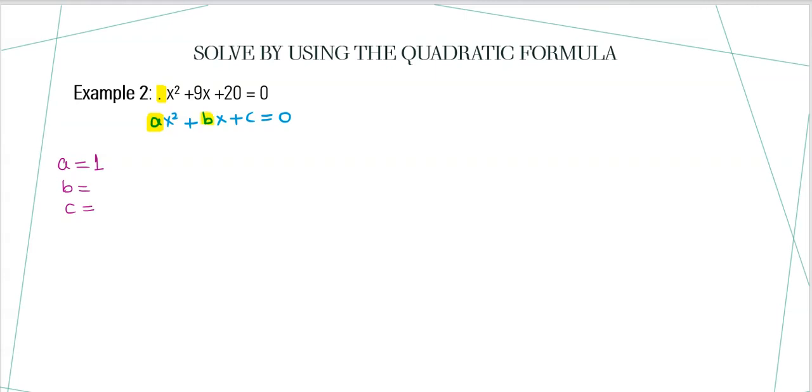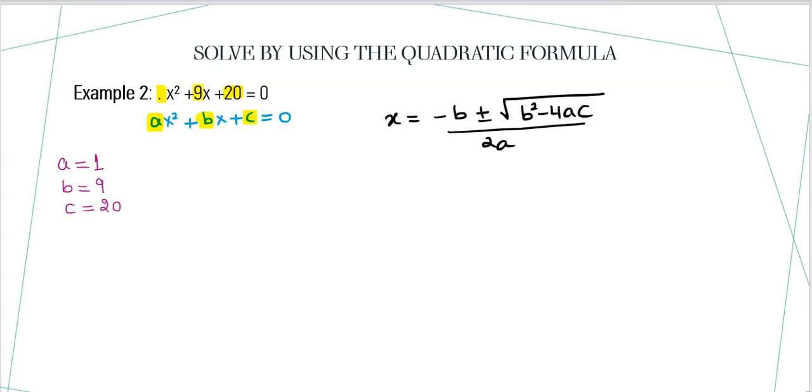Now, b is the coefficient of x with the positive sign. Looking at the given equation, the value of b is 9. Similarly, c is the constant term, which is 20 in our equation. Now, we know the quadratic formula is given by −b ± √(b² − 4ac) over 2a. So we will calculate this b² − 4ac in advance.